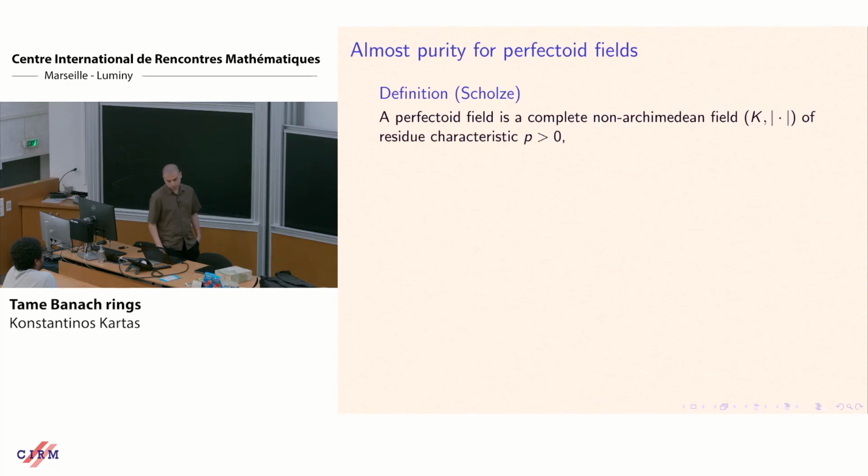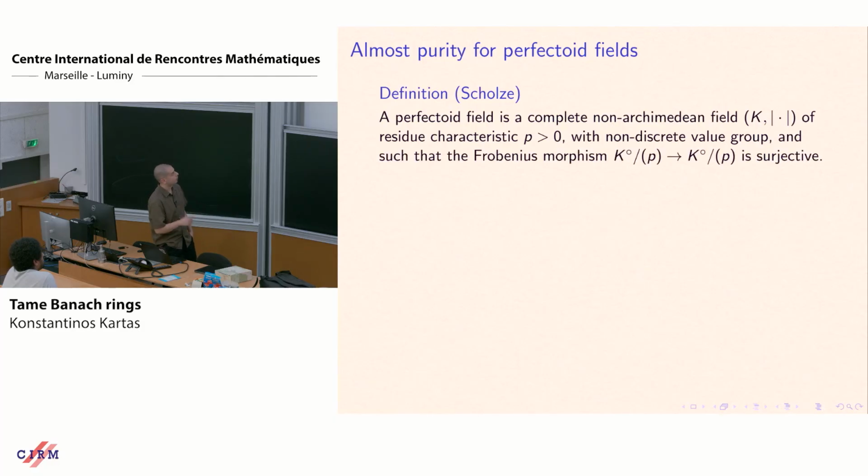A perfectoid field is a complete non-Archimedean field. I'm using multiplicative notation throughout; it's going to be the most natural choice. It has residue characteristic p greater than 0, such that the value group is non-discrete, so things like the p-adic fields are excluded. And the final condition is the crucial condition: namely, the Frobenius is surjective modulo p on the valuation ring.